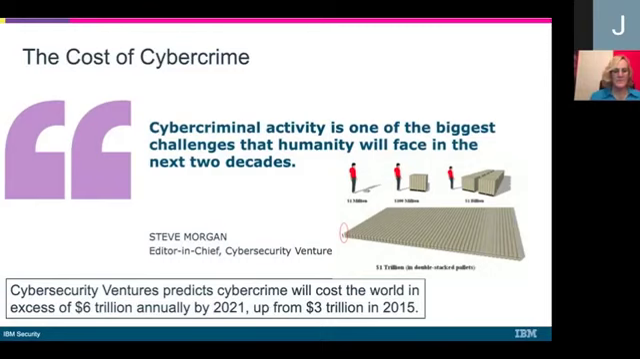And so we have to start thinking about this, because on average, the companies that are losing information are losing about $200 per record. So when you start multiplying those $200 times 900 million records, you can see how we quickly get to $6 trillion. So this is what we're really talking about when you think about the cost of cybercrime.